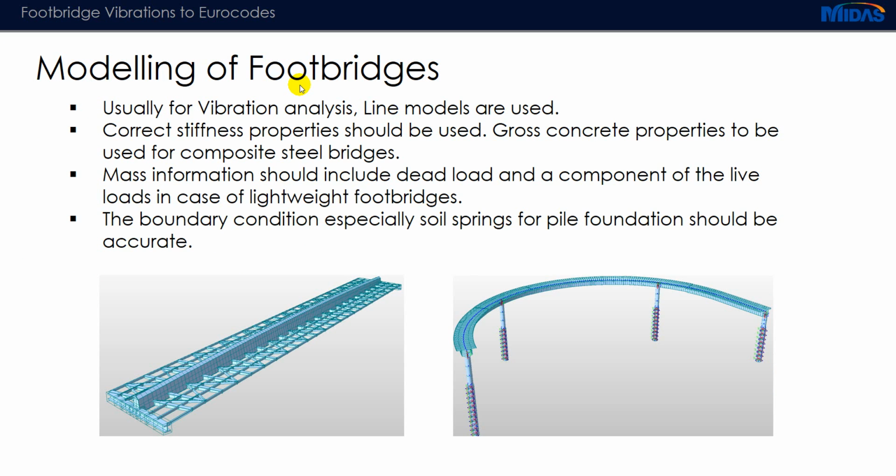Okay, to start with, let's have a look at how the footbridges should be modeled so that we can end up with the correct model for vibration analysis. Normally, we would do a line model for footbridge checks in terms of vibrations. We make sure stiffness properties are correct because these will determine the natural frequency of vibration of the footbridge. For composite steel type of footbridges, we use gross concrete properties, that is uncracked properties.